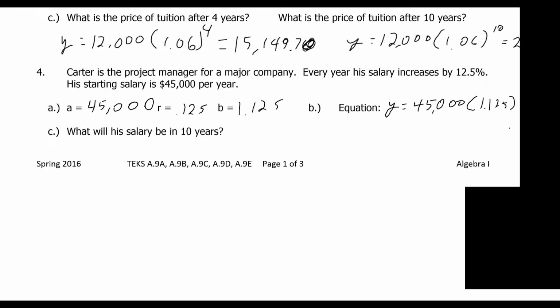And it asks, what is his salary going to be in 10 years? So we got y equals 45,000 on the outside of 1.125 raised to the 10th power, and that's going to be 146,129. Okay, that's not too bad. That's a pretty good paycheck right there. Alright.